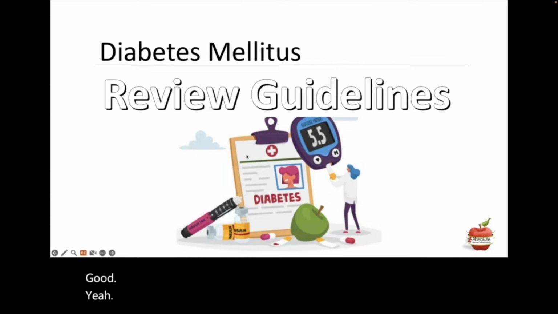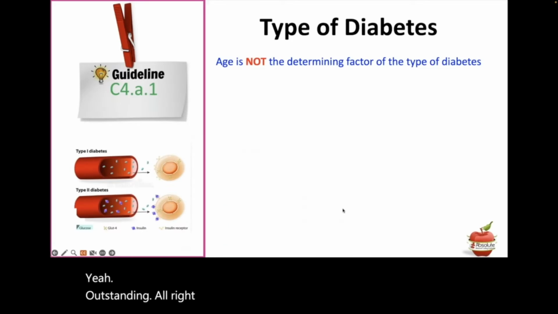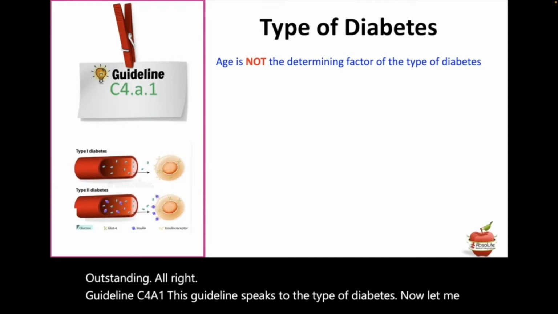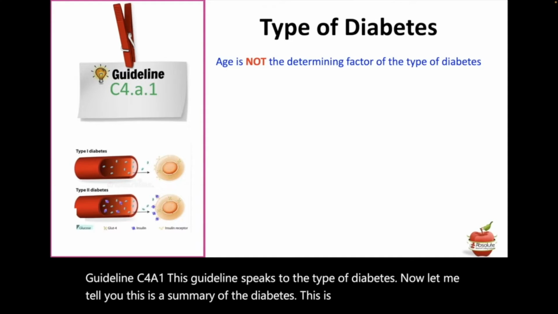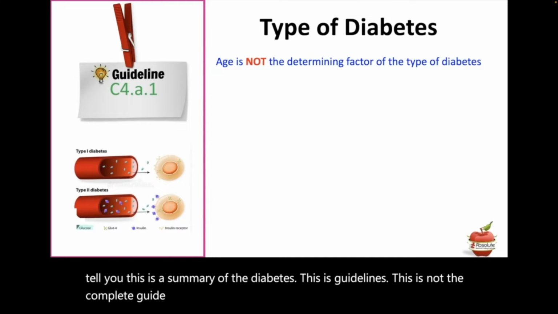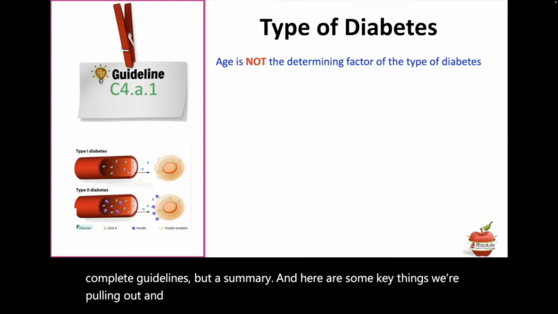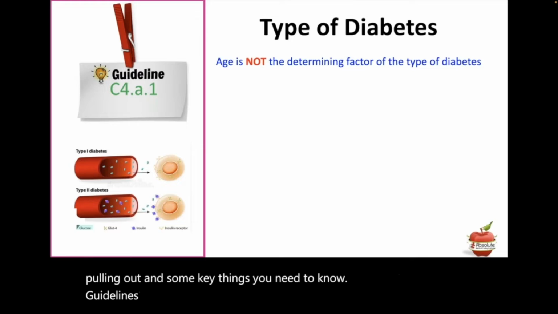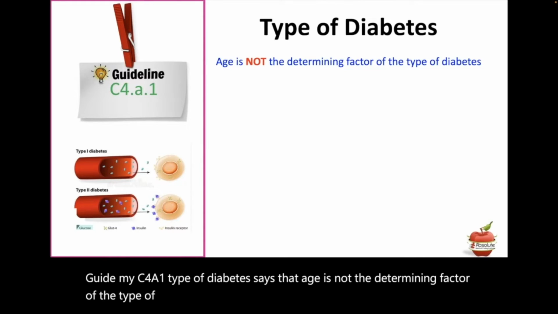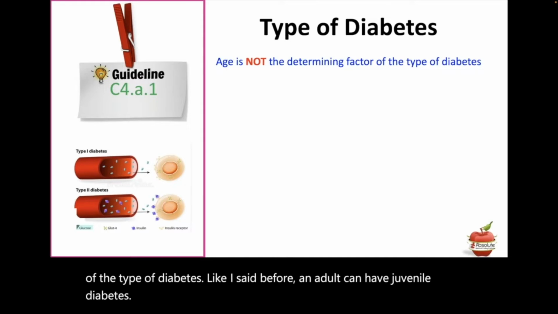Yeah, outstanding. All right, guideline C4A1. This guideline speaks to the type of diabetes. Now, let me tell you, this is a summary of the diabetes guidelines. This is not the complete guidelines, but a summary. And here are some key things we're pulling out and some key things you need to know. Guideline C4A1, type of diabetes, says that age is not the determining factor of the type of diabetes. Like I said before, an adult can have juvenile diabetes. A child can have type 2.